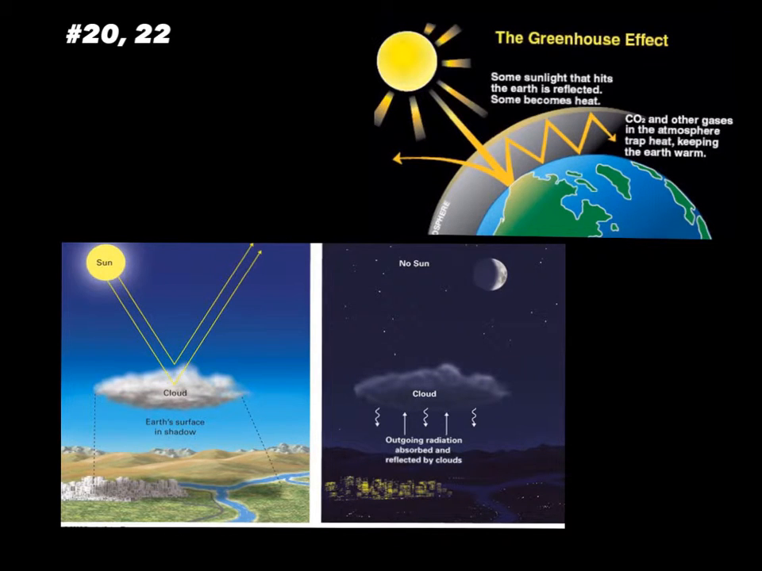All right, guys, this should be pretty easy. We've talked a lot about the greenhouse effect. Remember, the greenhouse effect is when sunlight comes to the earth. Some of it is reflected, some of it becomes heat, and some of it is reflected back into space, way out here. Yay, out to our aliens.